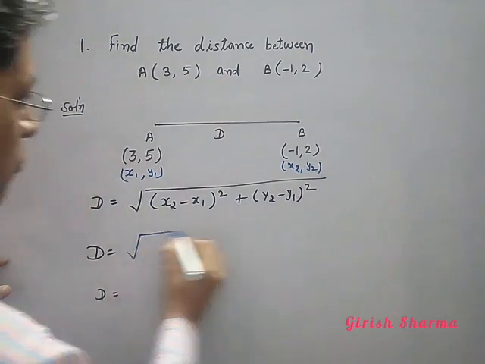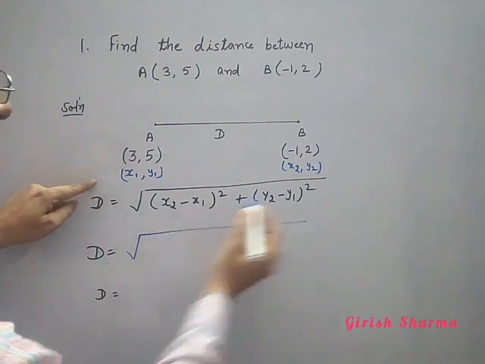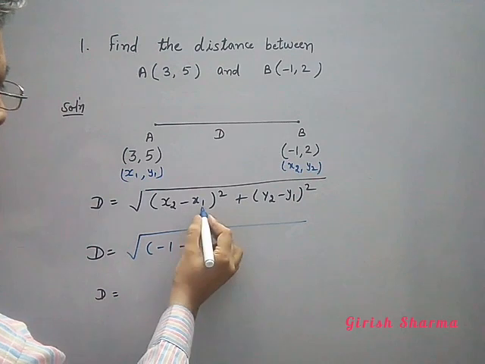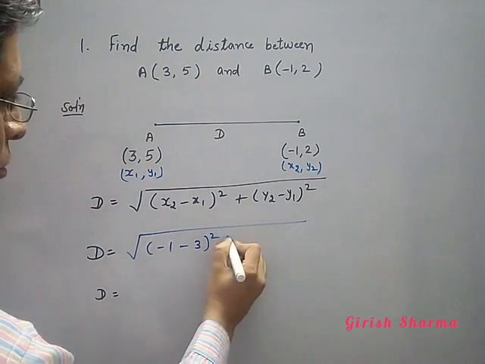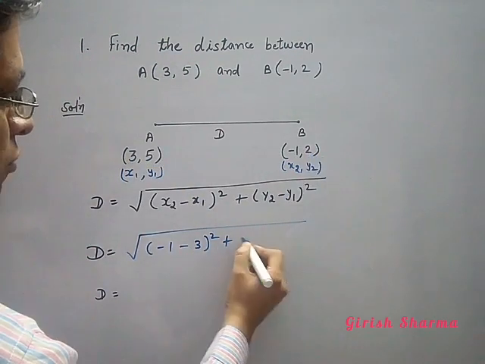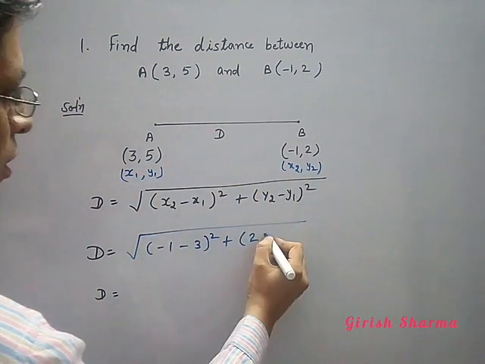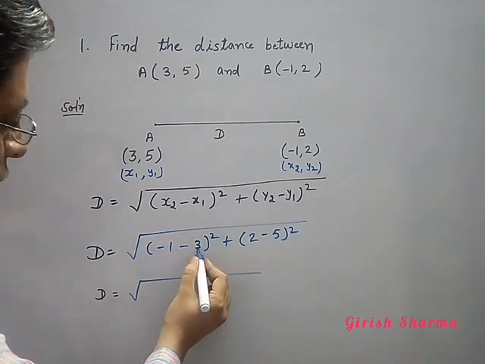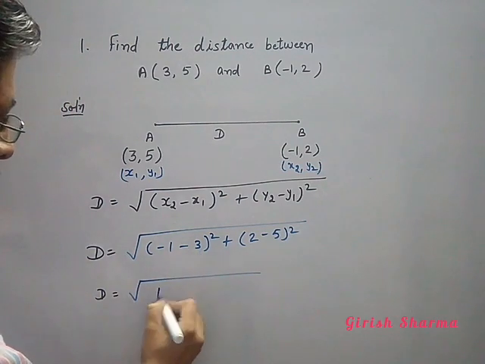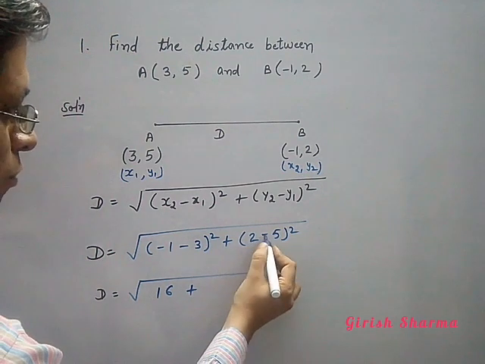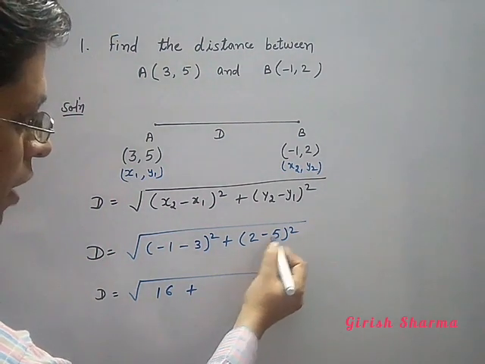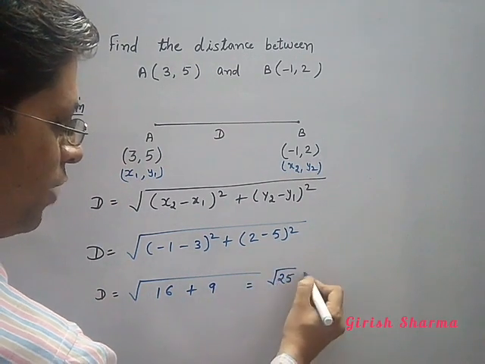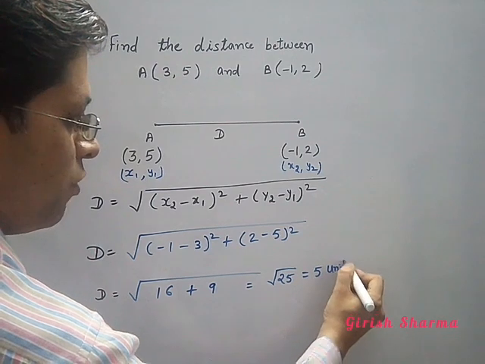How can we apply? Just see, x2 minus x1, x2 is here minus 1, minus x1 is what? 3. y2 minus y1, y2 is here 2, y1 is here 5. Then what will be? Minus 3 and minus 1 is minus 4. Minus 4 square is 16. And 2 minus 5 is minus 3, and minus 3 square is 9. What is 16 plus 9? It is 25. Under root, this is your 5 units.